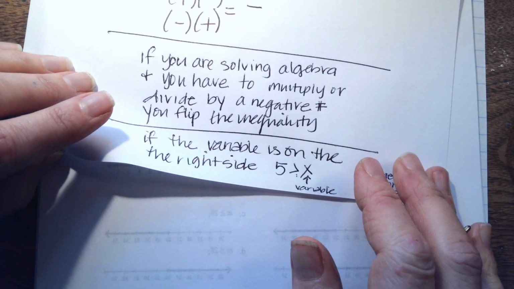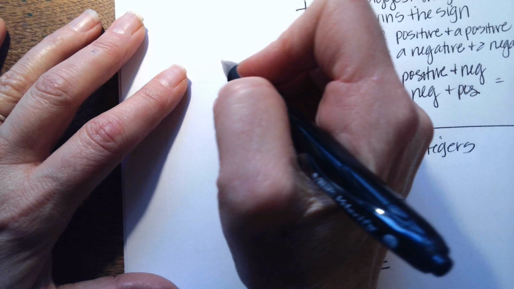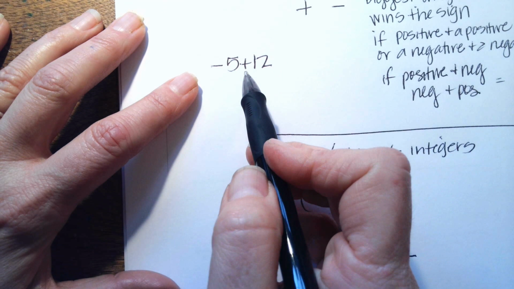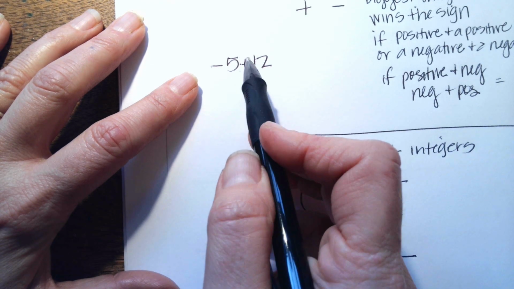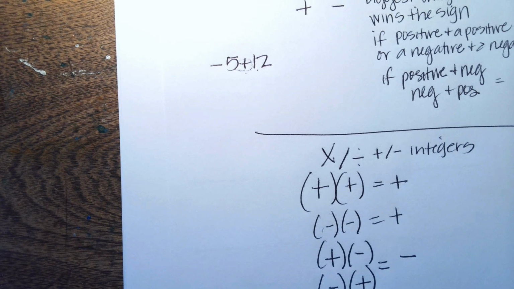So, an example of this is -5 plus 12. Biggest integer wins the sign. My biggest integer is a positive number. I have a positive and a negative. So I'm going to subtract.